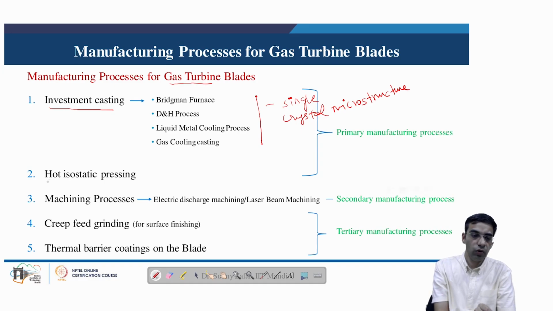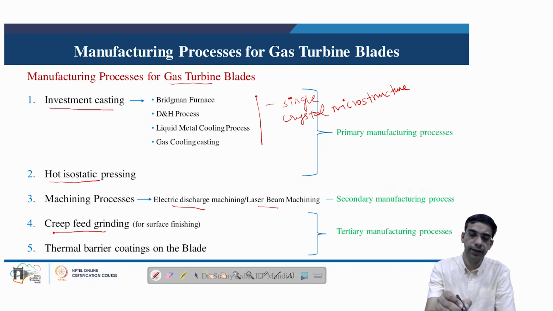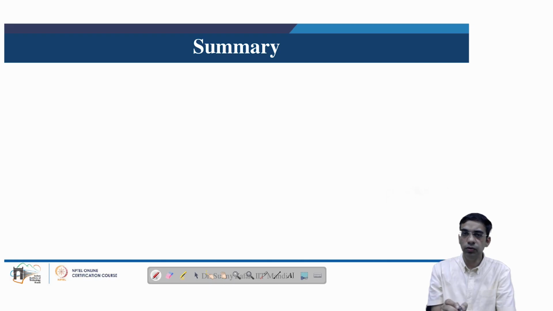Then the blades are subjected to hot isostatic pressing for consolidation of the microstructure. Then blades are subjected to certain machining processes like electric discharge machining or laser beam machining to cut the holes and slots that we have just seen for increasing the surface area. Subsequently, for further enhancing the surface finish of the blade, they are subjected to creep feed grinding. And lastly, the thermal barrier coatings are applied on the blade, which come in the category of tertiary manufacturing processes for the blade. So going forward, we will be discussing details about these specific processes which result in manufacturing of the gas turbine blade. So with this we conclude today's lesson.